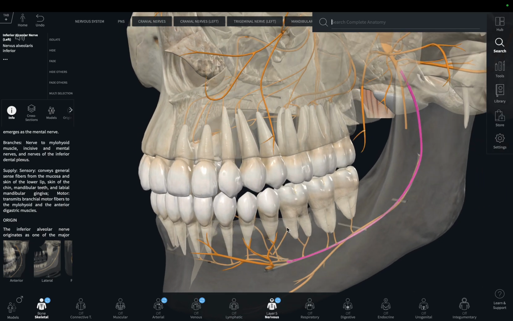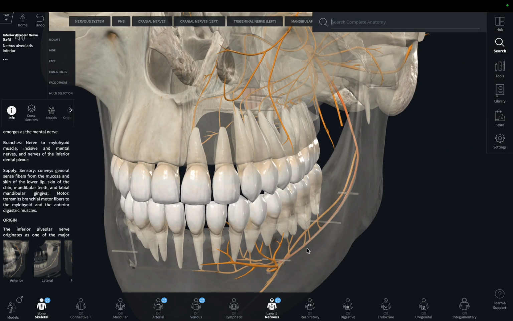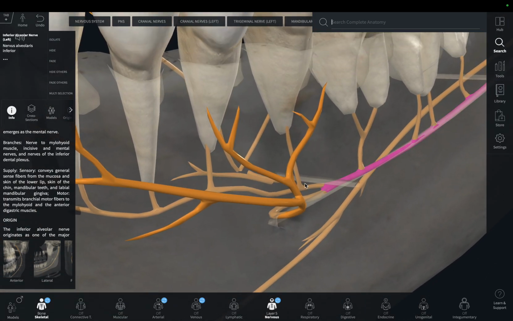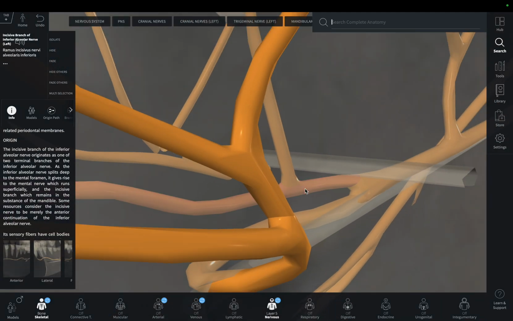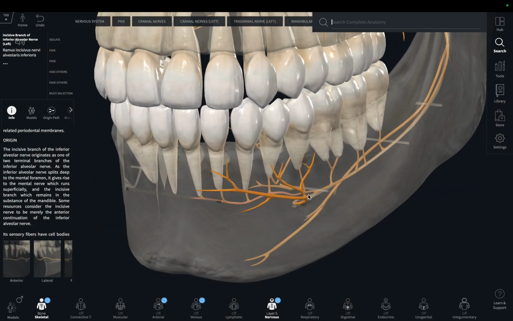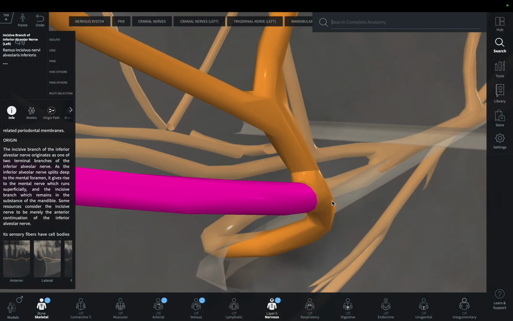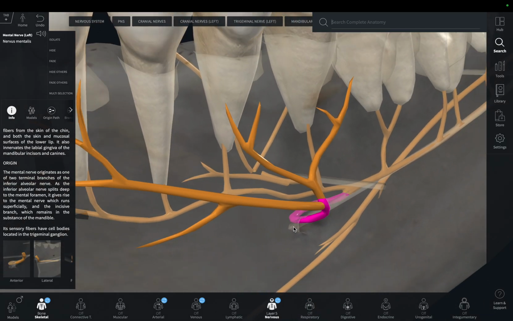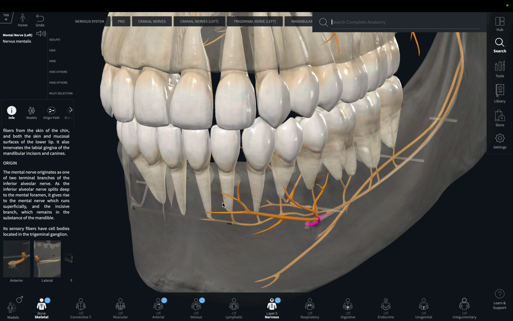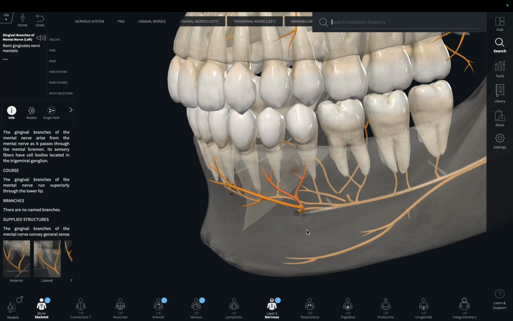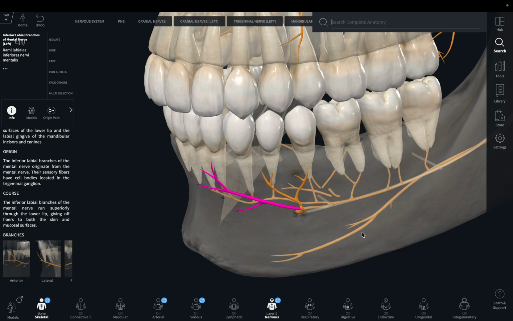Before it splits off, it innervates the pulps of the posterior teeth. It then splits off here, just before the mental foramen. This branch is the incisive branch. It continues forward and provides sensation to the pulps of the anterior teeth. The other branch is the mental nerve, which exits through the mental foramen and provides sensation to the lower lip and associated mucosa. These are its terminal branches, inferior labial branches and gingival branches of the mental nerve. This provides the gums, this provides the lips.